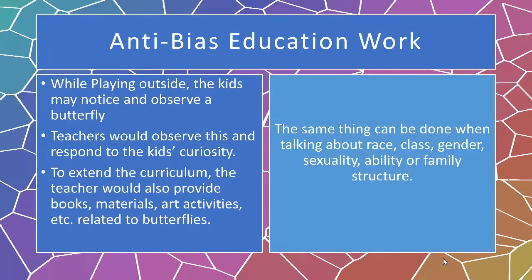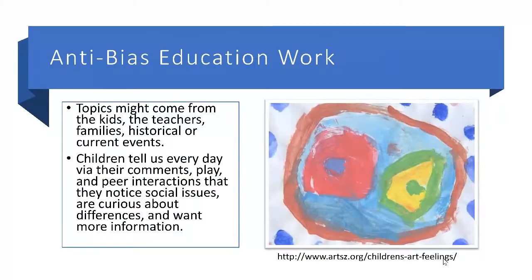The teacher would notice this instance and respond to the kids' curiosity by extending their curriculum to incorporate the kids' new interest in butterflies. The teacher might read books about butterflies, add butterfly wings to the dramatic play area, provide butterfly-related art opportunities, and other materials related to the kids' interests. The same process can be done while talking about other topics like race, class, gender, sexuality, ability, or family structures.